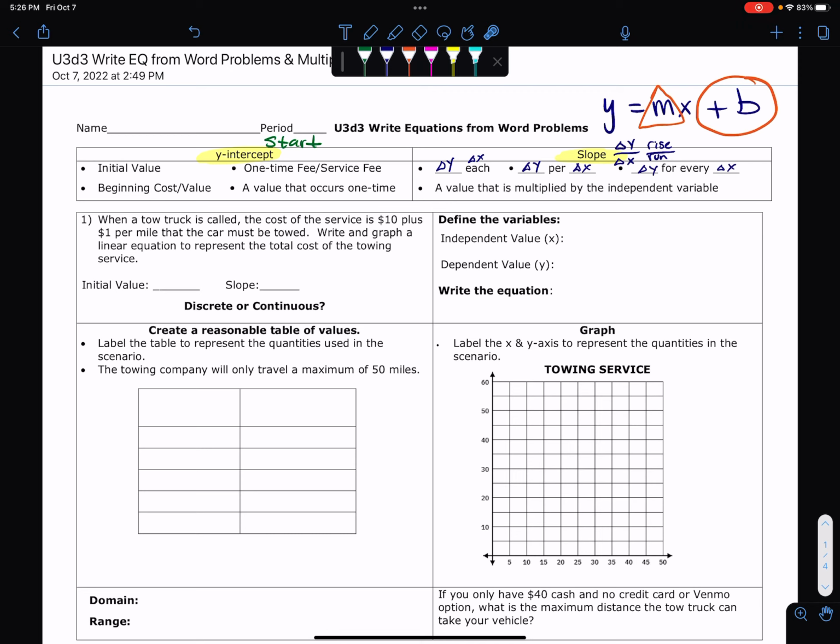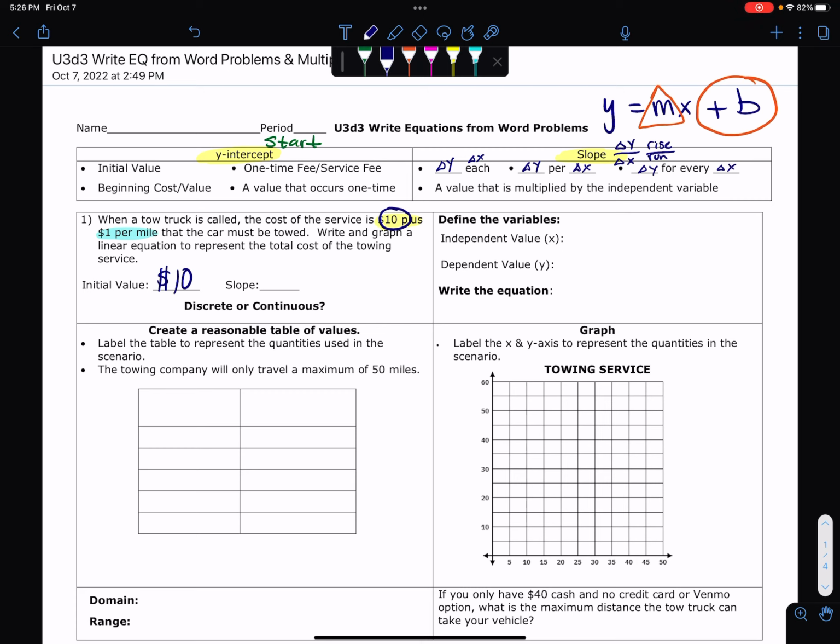So let's try to find out some important information. Normally it occurs with numbers. We got $10 plus, and then we have $1 per mile. So again, it looks like there's this initial fee, that's the y-intercept, and then we have something per, which is your slope, okay? So what I like to do is circle the initial fee. That is our y-intercept. So the initial value is $10.